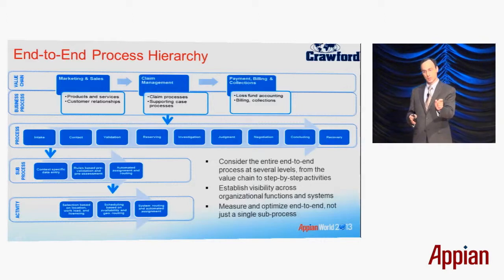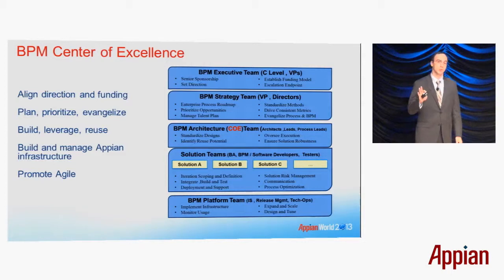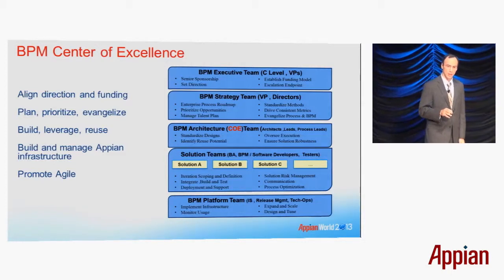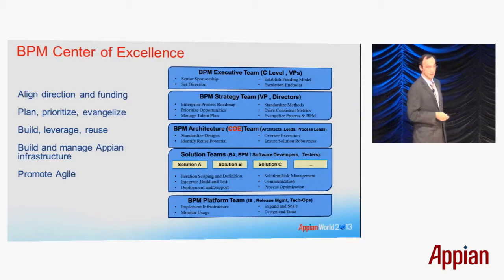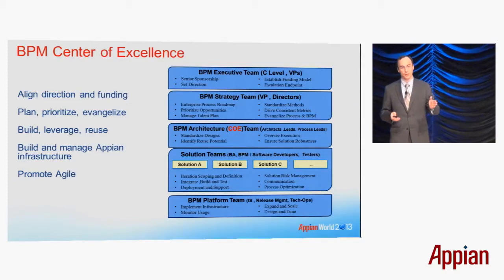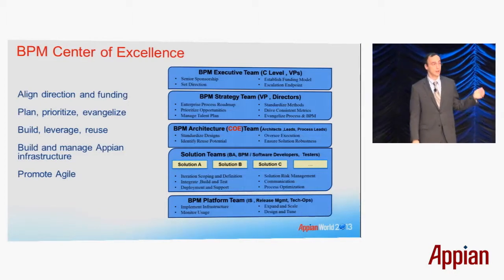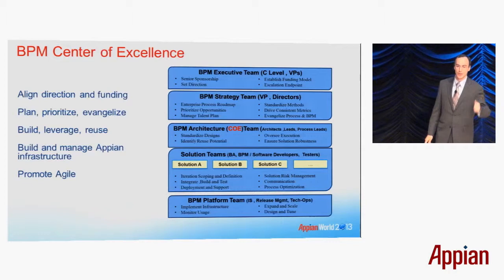Don't optimize a specific process, because you may be shifting problems upstream or downstream. And to enable governance in the organization, we created a BPM Center of Excellence. Overall, it has the objectives that you see up on the screen: aligning direction, prioritizing funding, evangelizing, and last but not least, promoting agile.